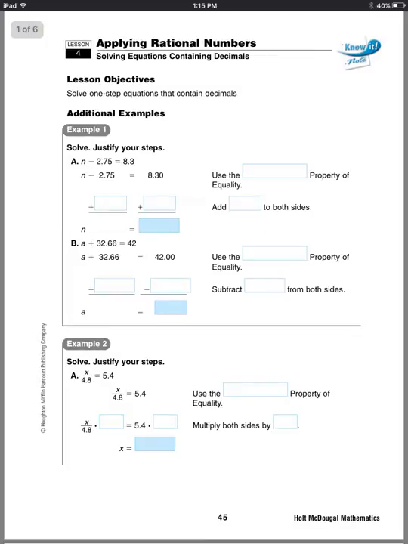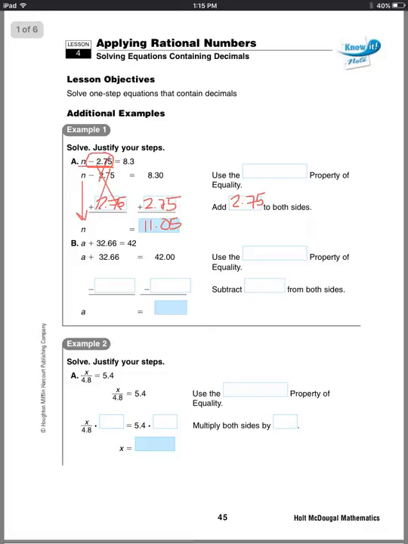So the first thing is we look to the side with the variable. And we look at the constant. The constant is being subtracted. So we are going to add 2.75 to both sides because we want to do the opposite. That cancels these opposites out to 0. We bring the n down, and then we do 8.3 plus 2.75, and we get 11.05.